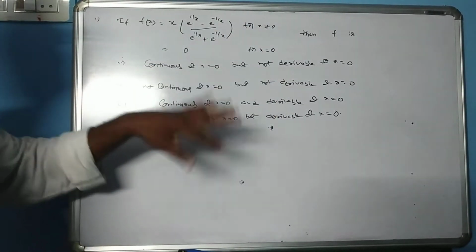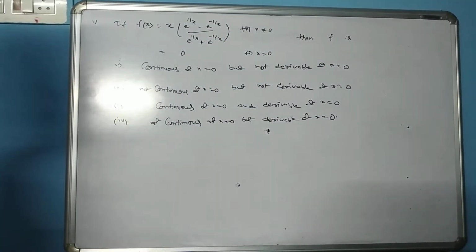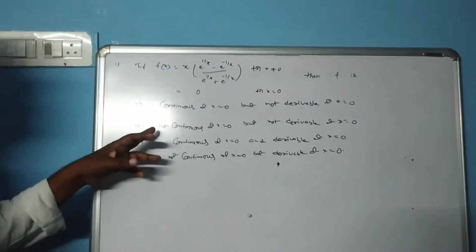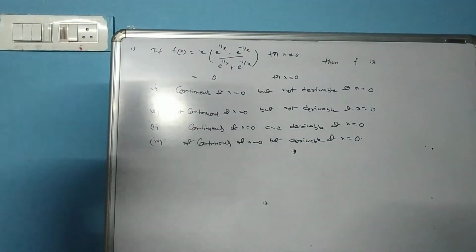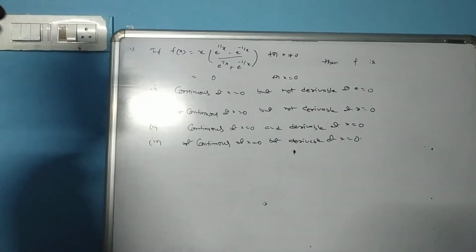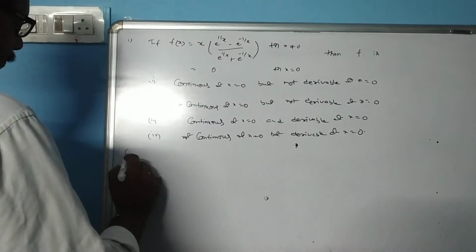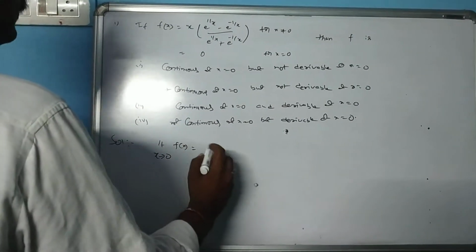This type of question is given in JEE Mains. The options are: not continuous at x = 0, or continuous at x = 0 but not derivable at x = 0, or derivable at x = 0. Let us examine f of x.